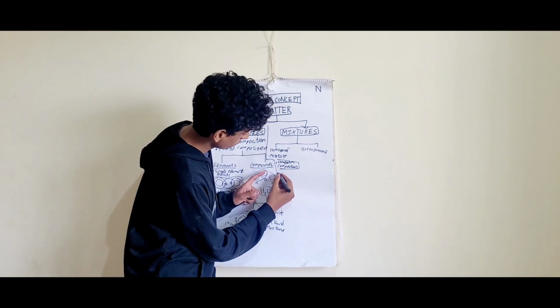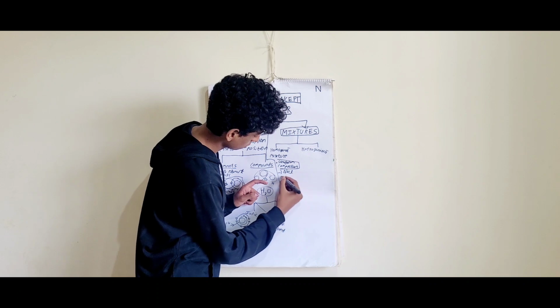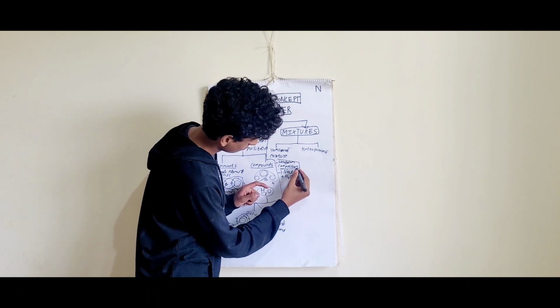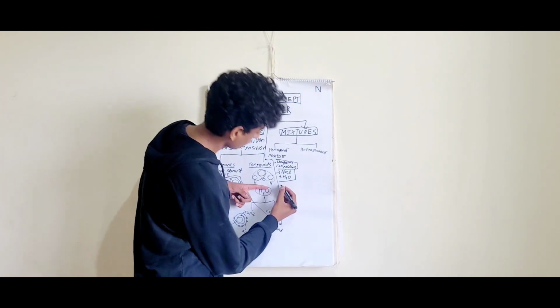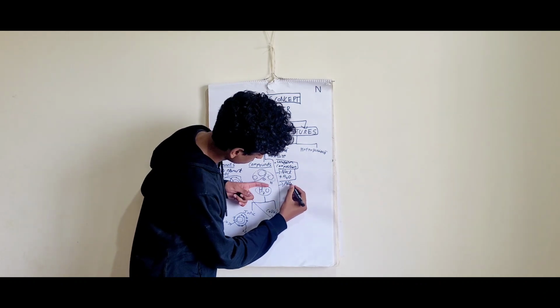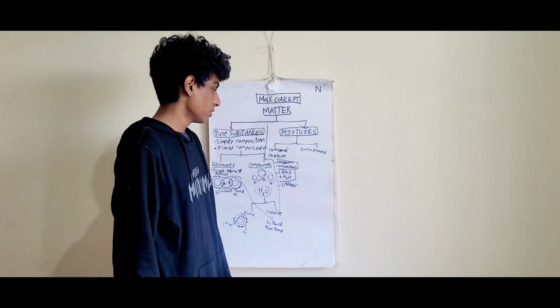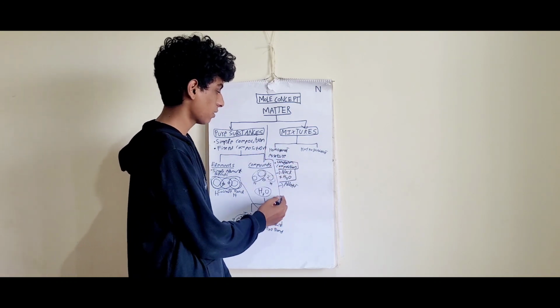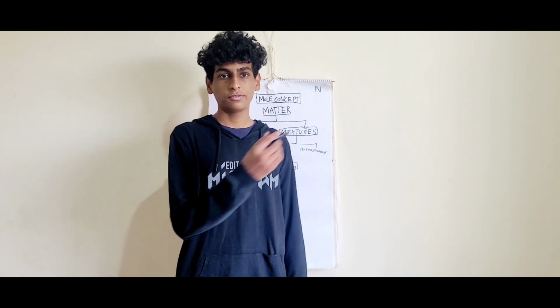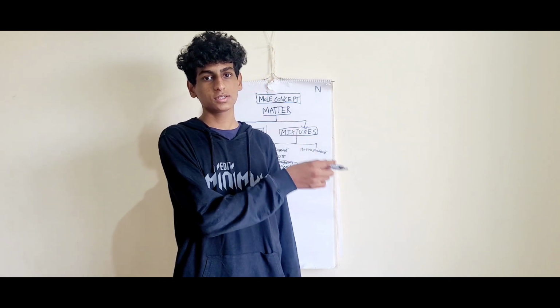So this is an example of uniform composition. And these compositions are mostly based on alloys, so you just write alloys as the example. So uniform composition and alloys. This is all the sector of homogeneous. After homogeneous, we have heterogeneous. As you can guess, if homogeneous is uniform, heterogeneous is non-uniform.